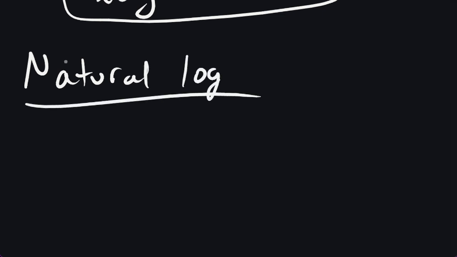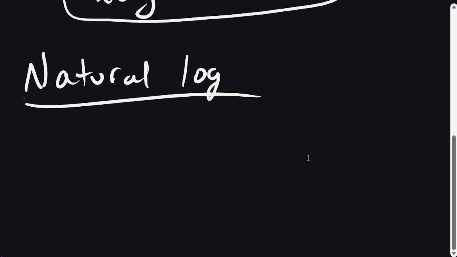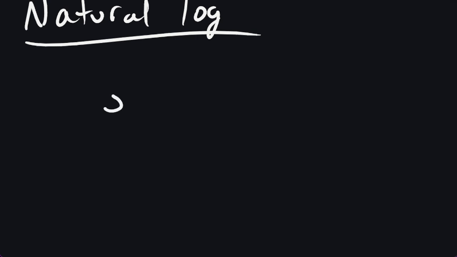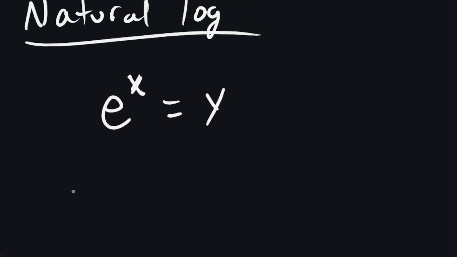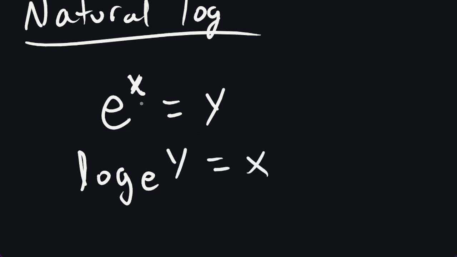Now let's talk about natural logarithms. In one of the previous videos, we learned about Euler's number. Let's say we have this equation right here, e to the power of x equals y. Let's rewrite this using logarithms. So log base e of y equals x. So e to the power of x equals y can be rewritten as log base e of y equals x.